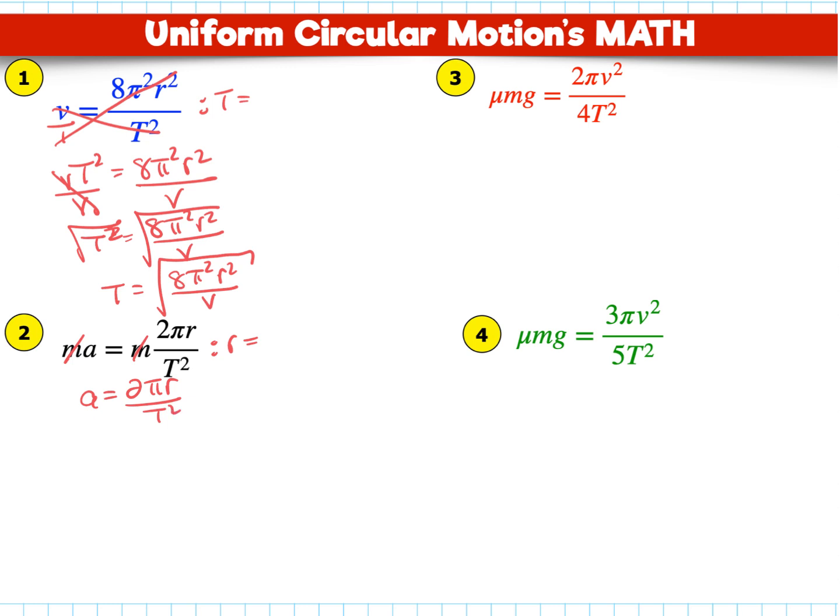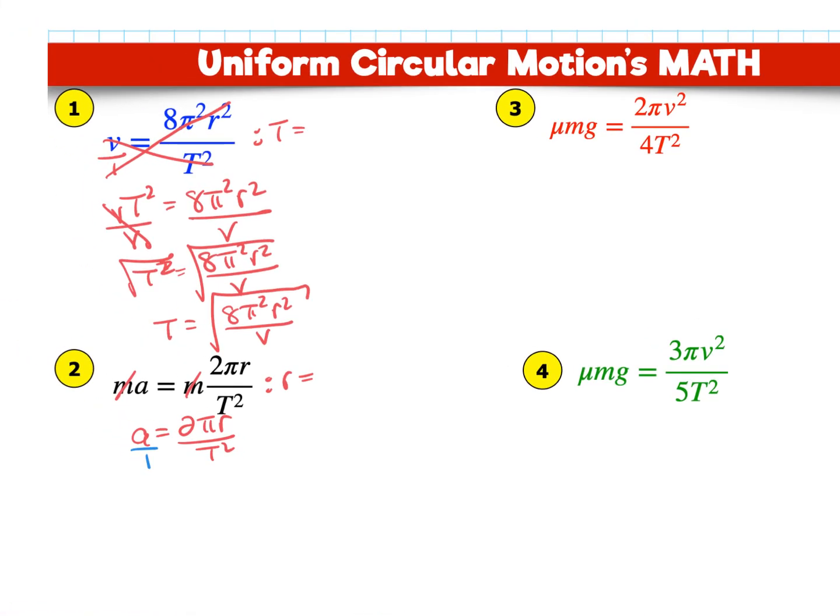Now my goal is to find r all by itself, so again, I'm going to cross multiply. Remember, that's not just a, but a over the number 1. So I'll take a times t squared. That's going to leave me with a t squared, and that's going to equal 2 pi r times 1. To isolate r, I'm going to divide both sides by everything that's not r. So in this case, it'll be divided by 2 pi. R is equal to a t squared divided by 2 pi. And that's my equation.